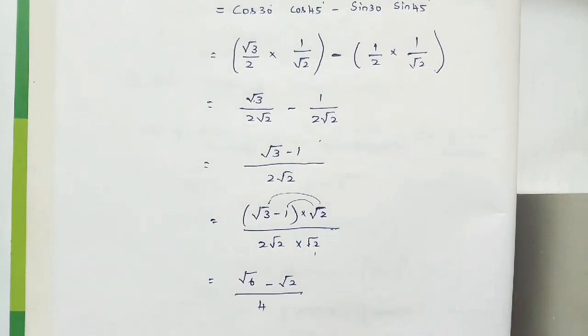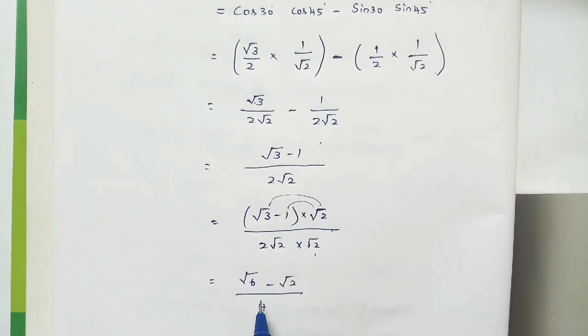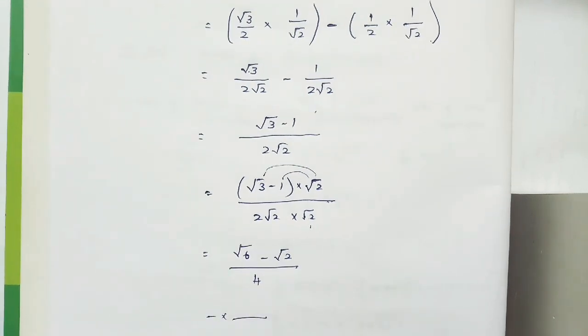This is the final solution. Cos 30 into cos 45 minus sin 30 into sin 45 is equal to root 6 minus root 2 divided by 4, right?